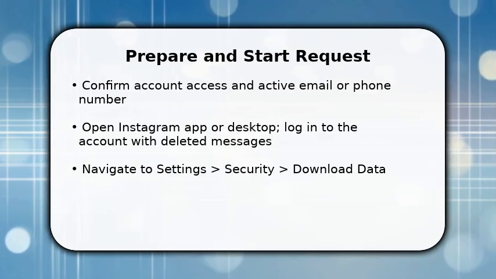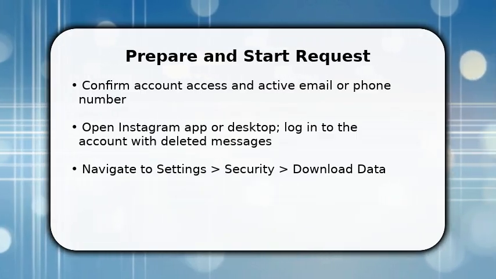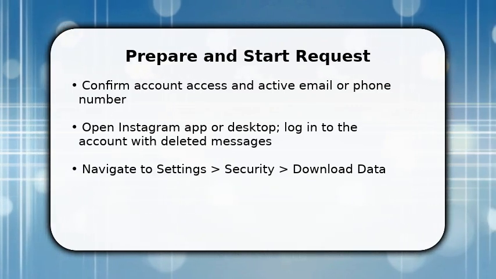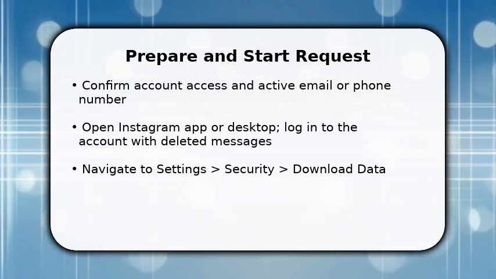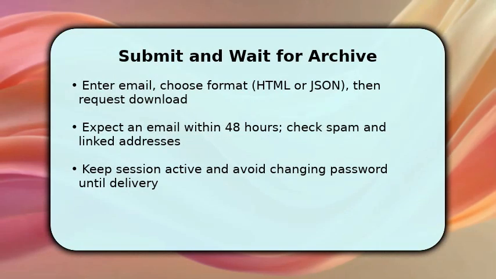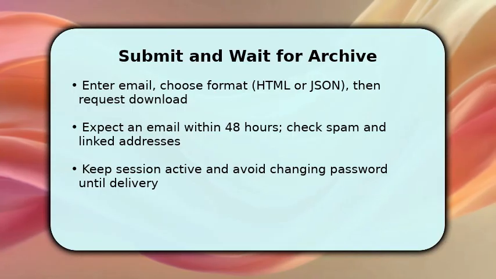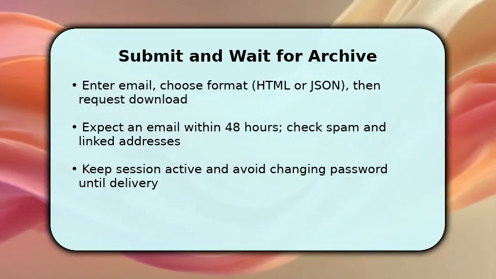Once you submit, Instagram generates an archive. Make sure you enter the correct email and select HTML or JSON so messages are readable when delivered. After you enter the email and choose HTML or JSON, press Request Download. Instagram will queue your archive.